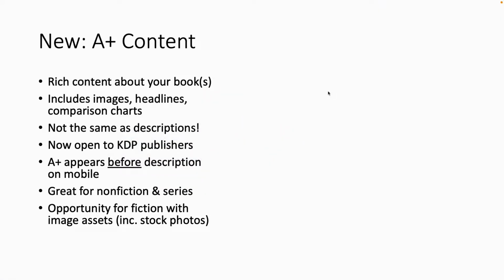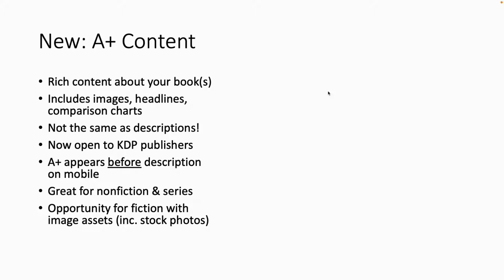Now, A+ content, basically, it's a way to add rich content about your book to the detail page, including images, bullet lists, comparison charts. It's not the same as descriptions. So descriptions are usually just text. Sometimes you can put bullets in there, but there are no images that you can add. So that's something that's really special about A+ content. You can add these new things.